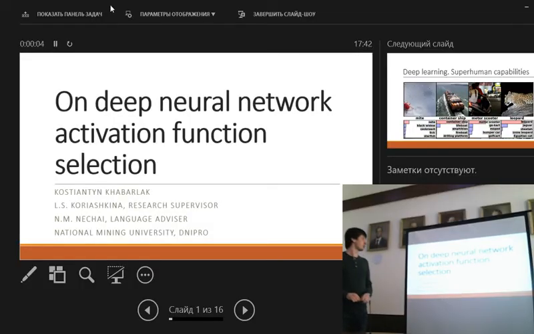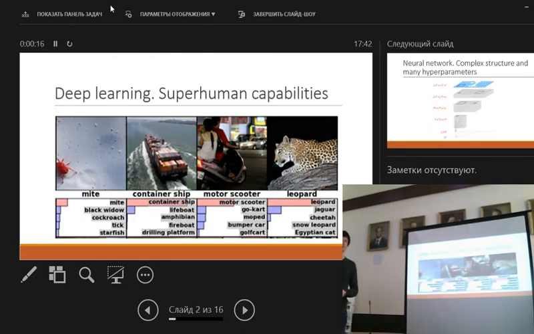The topic of my presentation is deep neural network activation function selection. Deep learning has seen a huge increase in popularity in recent years, and there are some facts that prove that. For example, you can see a deep neural network classifying images here. On the left you can see a leopard, and I think anyone in the audience can recognize it with high confidence, and so does the deep neural network.